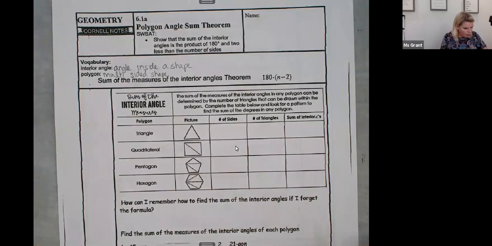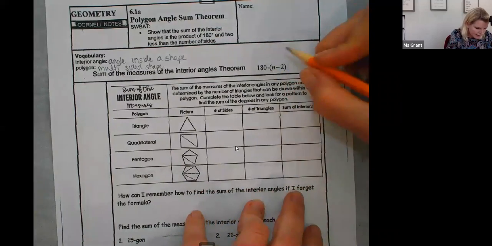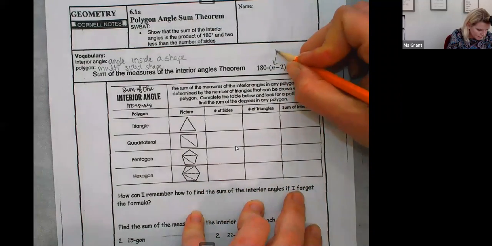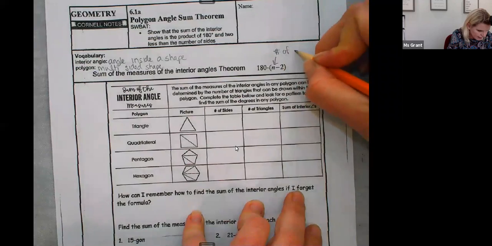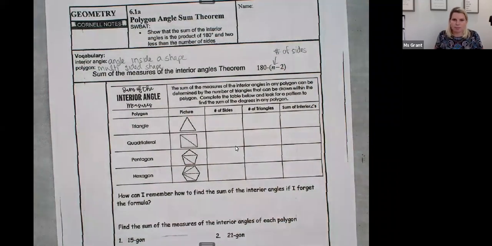So here we go. The sum of the interior angle measures: 180 times n minus 2. This n means the number of sides. How many sides is in the shape? Subtract 2, multiply that by 180.